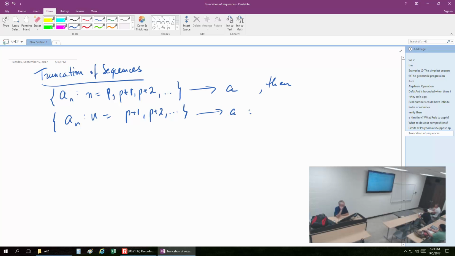And the conclusion is the same. Same for divergence. So if a sequence converges to a certain number and you throw out the first element of the sequence, it's pretty much the same sequence. It still converges to the same number. If the original sequence diverges, then the truncated sequence also diverges. It is just a matter of convenience.